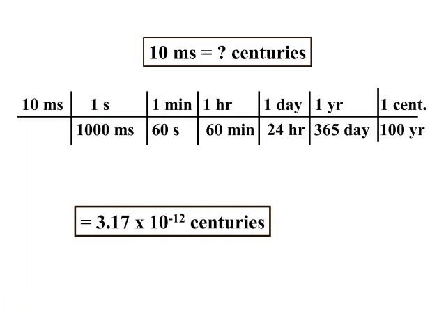In our next problem, we're going from milliseconds to centuries. Starting with milliseconds, we know there are 1,000 milliseconds in 1 second. There are 60 seconds in 1 minute. There are 60 minutes in 1 hour, 24 hours in 1 day, 365 days in 1 year, and 100 years in 1 century. Doing the calculation would give us 3.17 times 10 to the negative 12 centuries.